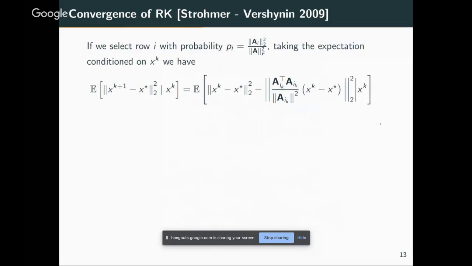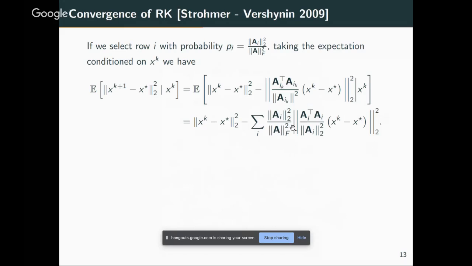Okay, so now when we take the expectations, we're going to condition on our current iterate. We can pull out this first term since we're conditioning on x_k, and then incorporate the probabilities with which we're sampling each index. And here we're using these probabilities where they're proportional to the squared row norms of each row.